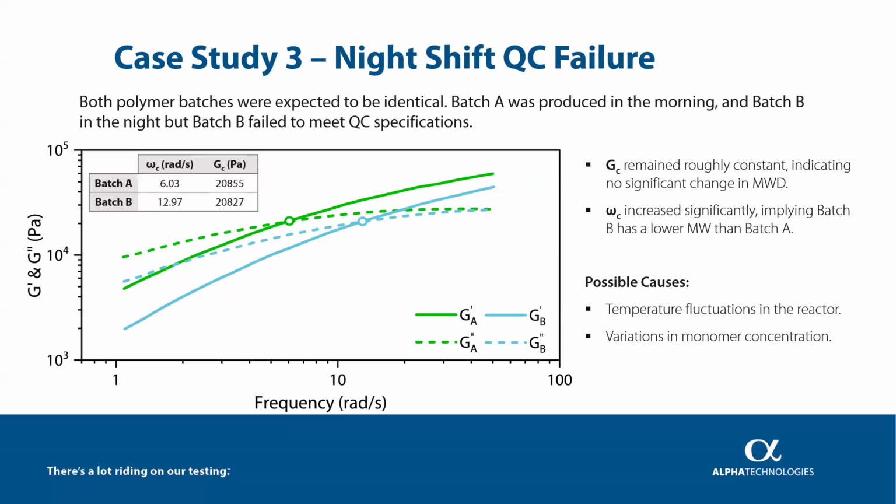Based on the RPA results, we proposed a few potential causes, such as temperature fluctuations during polymerization or variations in monomer concentration, both of which can affect molecular weight. Following our recommendation, the customer conducted an internal investigation and confirmed that a temperature spike had occurred during the night shift, which led to increased chain termination and ultimately a lower molecular weight. So in this case, the RPA not only identified the material variation, it also helped guide the team to the root cause.